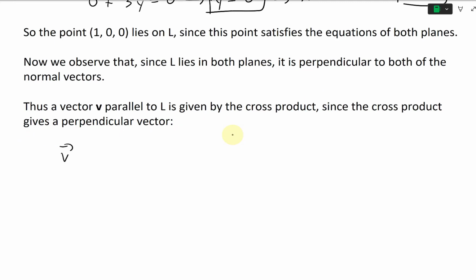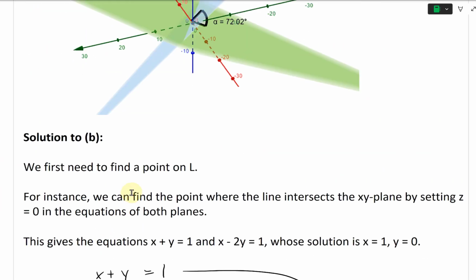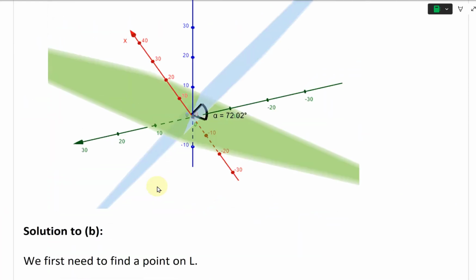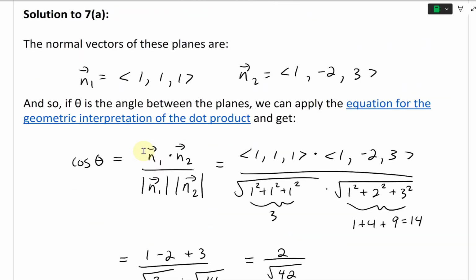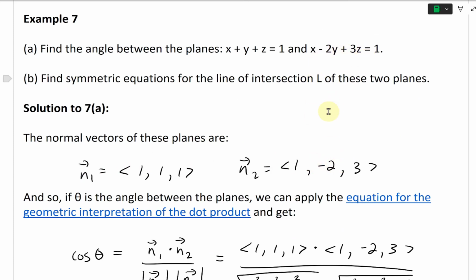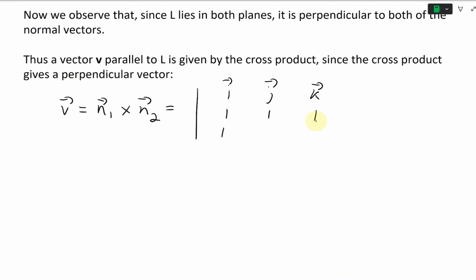So the vector v, the direction vector of the line L, is going to equal the cross product n1 cross n2. The cross product gives a vector perpendicular to these vectors that are perpendicular to their respective planes. This equals, as always, the determinant with i, j, k. The components: n1 is 1, 1, 1, and the next one is 1, negative 2, 3. And now we'll do the cross product as always.